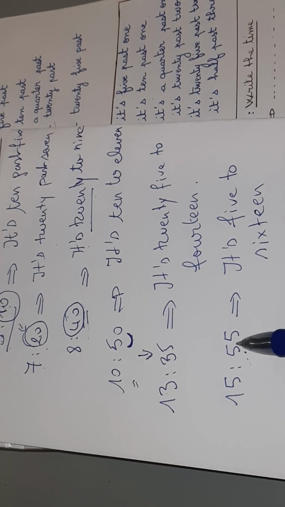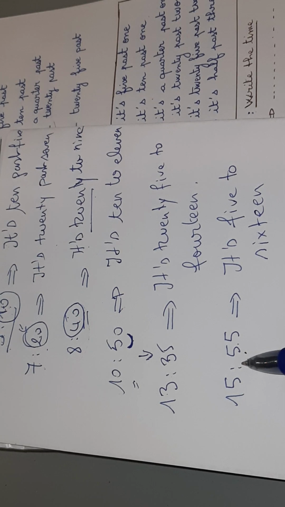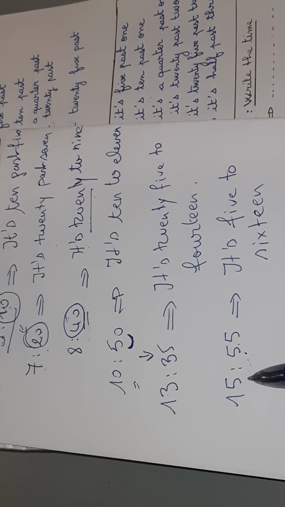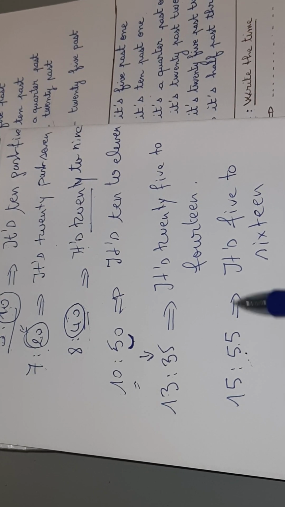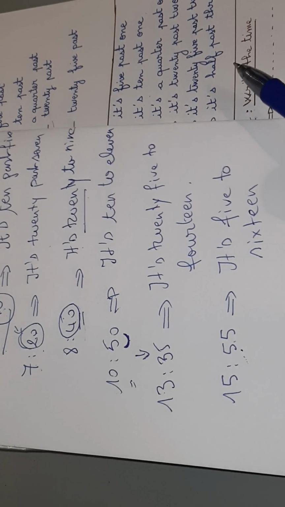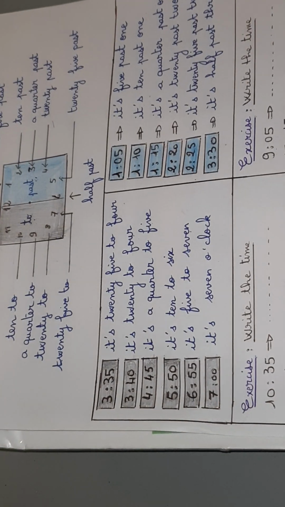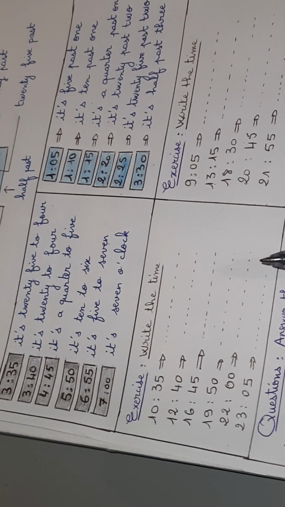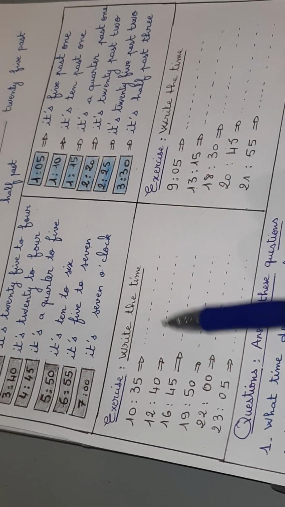Excellent. It's 5, we can also say 4 minus the quarter. Okay, then it's 5 minutes to the hour. It's 5 to 16. It's 5 to 16. Okay. Make sure to repeat with us. Yes, all the time. So we have here 2 exercises.